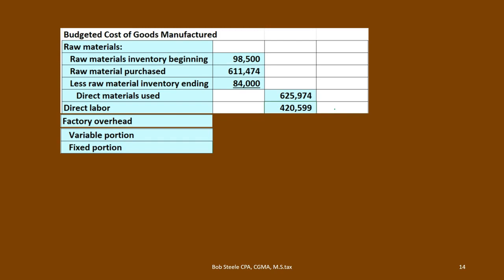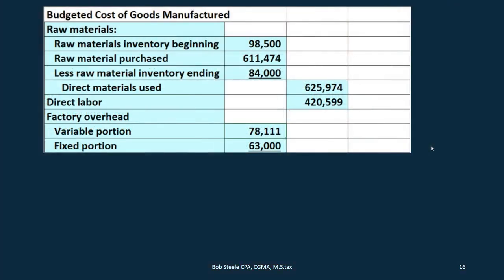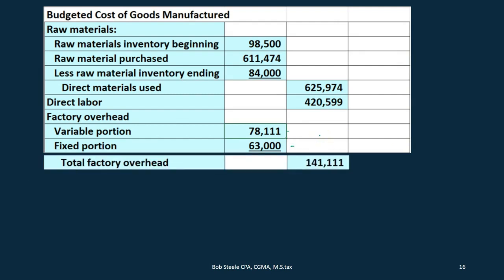We're going to jump back to our budget for factory overhead in step 5 in order to get those two numbers. So we have the variable portion and the fixed portion: 78,111 and 63,000 for the factory overhead. That will give us the total factory overhead of 141,111.